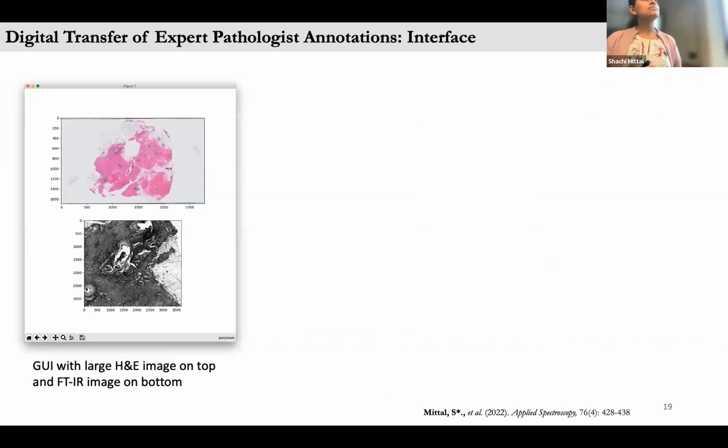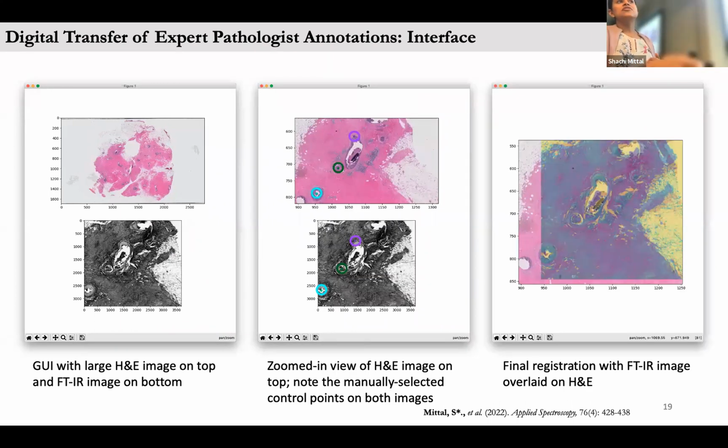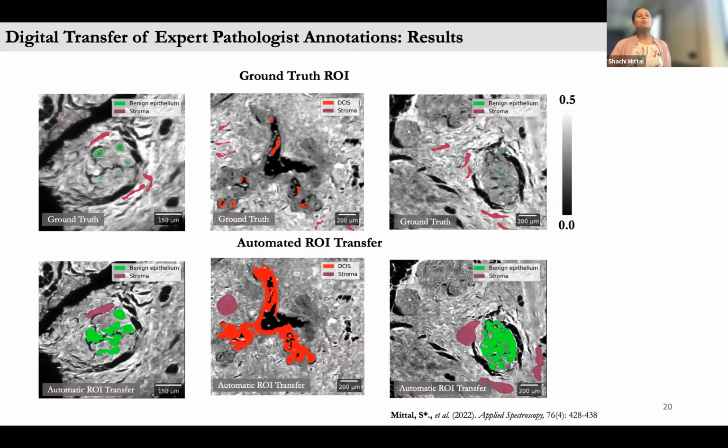digitally. So this is what the interface looks like, where for somebody who is not well-versed in data science, they can also use this platform to start generating ground truth data. You select the 3 points and it registers and transfers the annotations. So here on the top panel are handcrafted or transferred annotations by me. And on the bottom panel is the automated annotations that were transferred by the algorithm directly from the images that we got from the clinician.